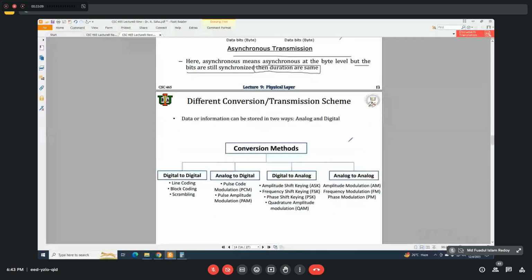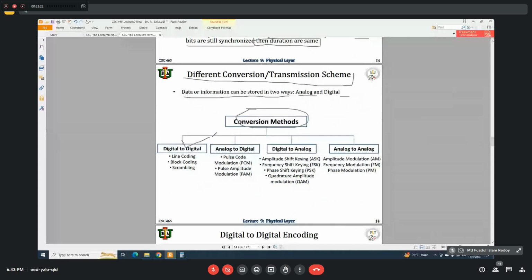Right. Now we are going to talk about the different conversions or transmission schemes. We already said that data or information can be stored in two ways, analog and digital. So there are different conversion methods: digital to digital, analog to digital, digital to analog, and analog to analog. Digital to digital covers line coding, block coding, and scrambling. Analog to digital has PCM, PAM. Digital to analog has ASK, FSK, PSK, which are very popular methods, and QAM. For analog to analog, we are using AM, FM, PM. So these are the different conversion methods and the different schemes for those methods.